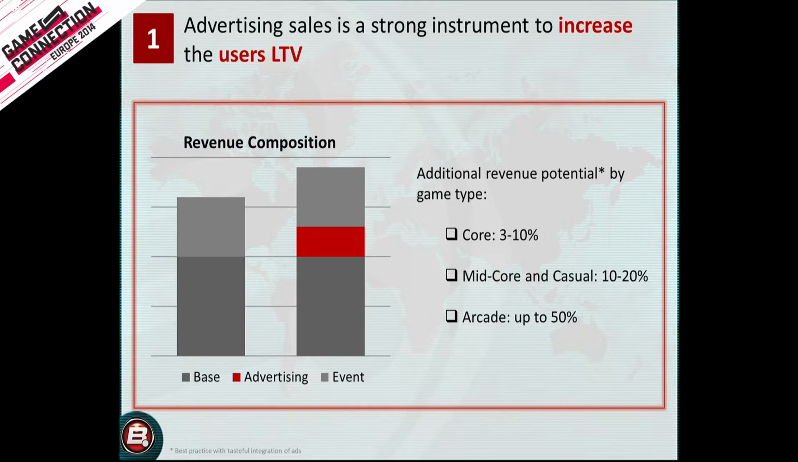And from my very personal experience, this is what you can achieve as additional revenue per game category if you do tasteful advertising. Why tasteful? Because you can do too much advertising and destroy your brand and your click rates. With a very tasteful integration, in core games which have really great ARPUs, you can achieve roughly 3 to 10% additional revenue. In arcade games, like Bejeweled Blitz, for example, they usually don't have as high an ARPU, so there you can have up to 50%. That's what I saw you can achieve with advertising.